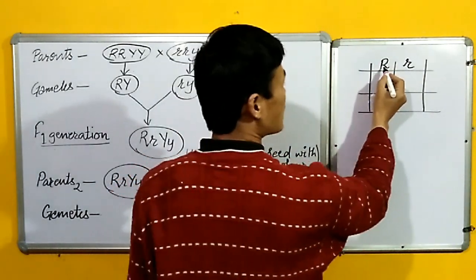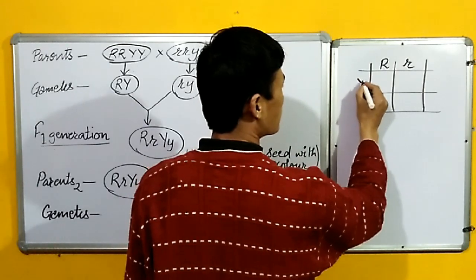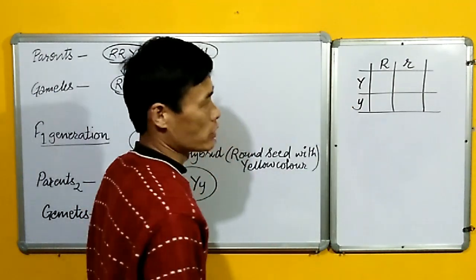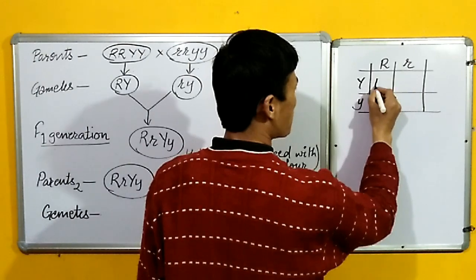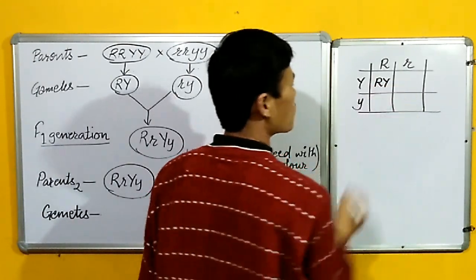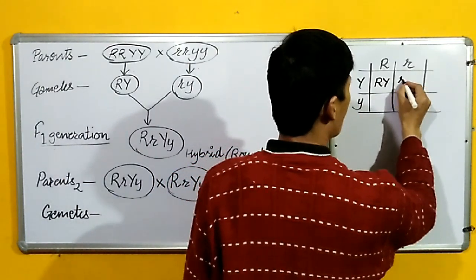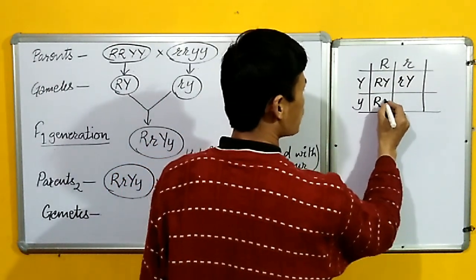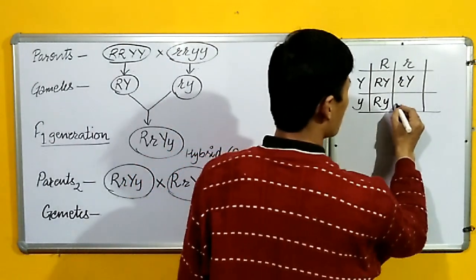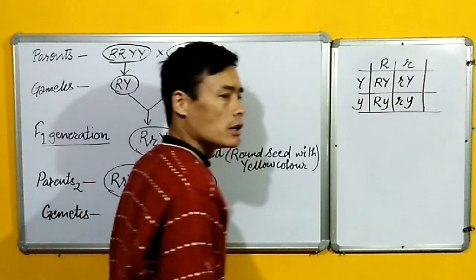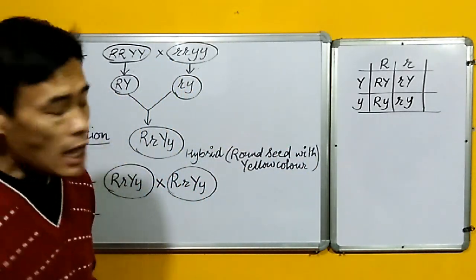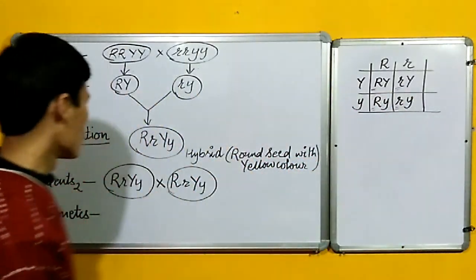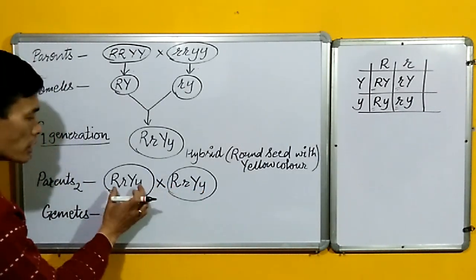The pair of alleles, capital R and small r, on one side, and the other pair of alleles, capital Y and small y, on the other side of the Punnett square. So when we combine, we see the gametic combination will be capital R, capital Y as one type of gamete, small r, capital Y as another type, capital R, small y as another type, and small r, small y as another type. So these are the four types of gametes that are produced from these combinations of parents.